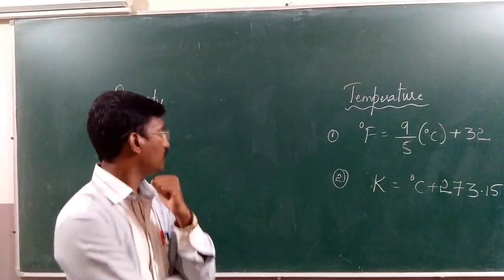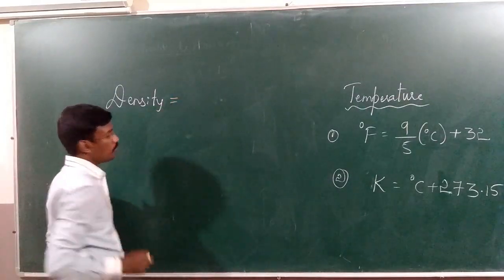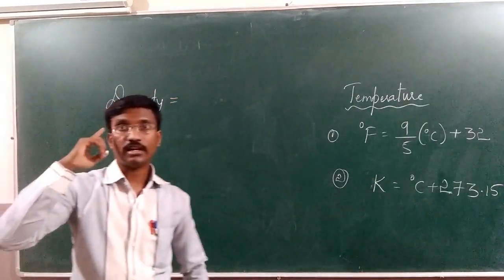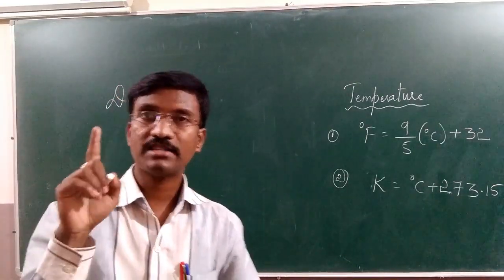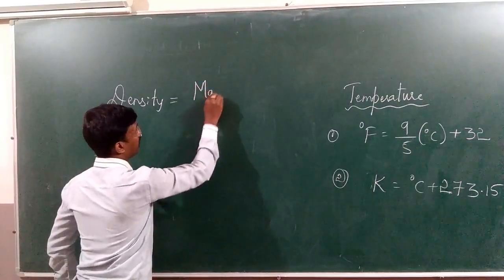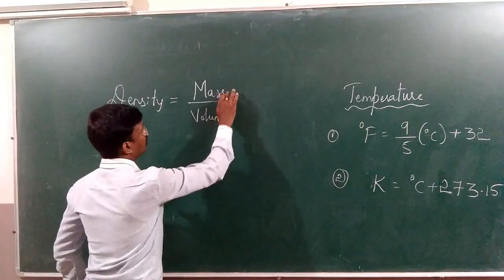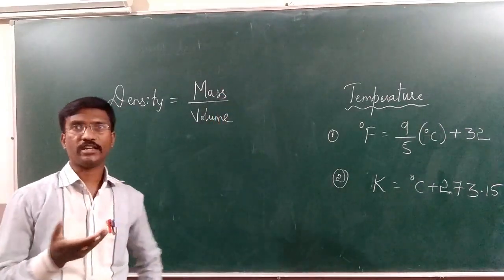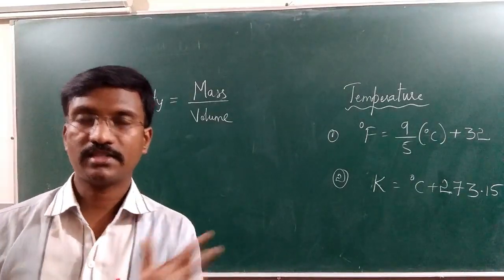So look at this one. Whenever we use the word density, you should remember the formula. Density is defined as the ratio of mass divided by volume. The ratio of mass divided by volume. So here, you know mass is a weightage which does not change from one place to another place. It is a constant, that is called mass.